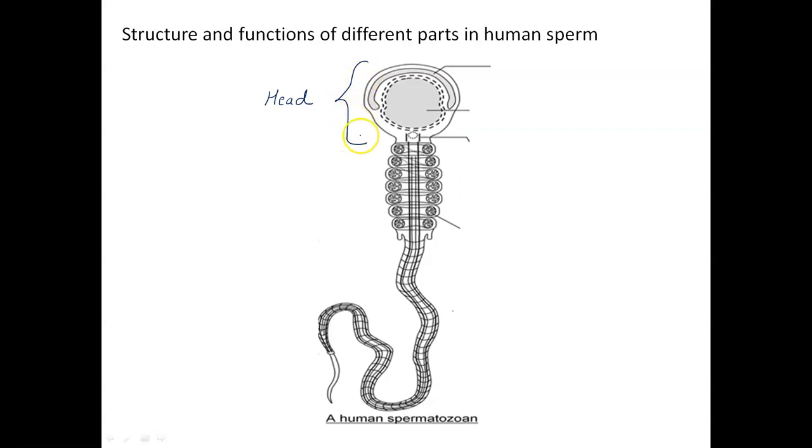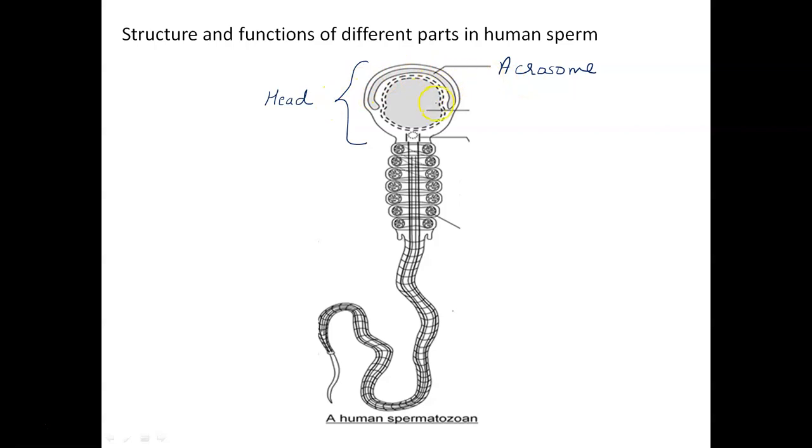The first structure, the head, has at its tip a very important structure, that is the acrosome. This acrosome contains a wide variety of hydrolytic enzymes. These enzymes help in breakdown of the outer covering of the egg so that the sperm can enter inside the egg.